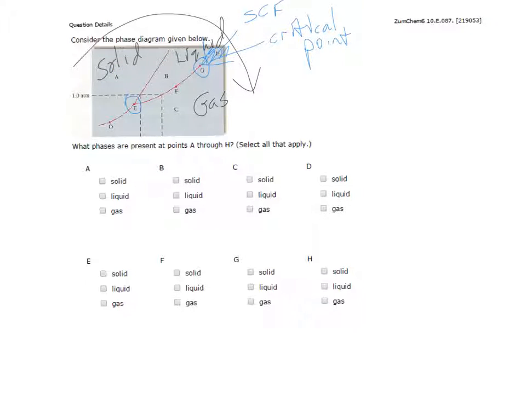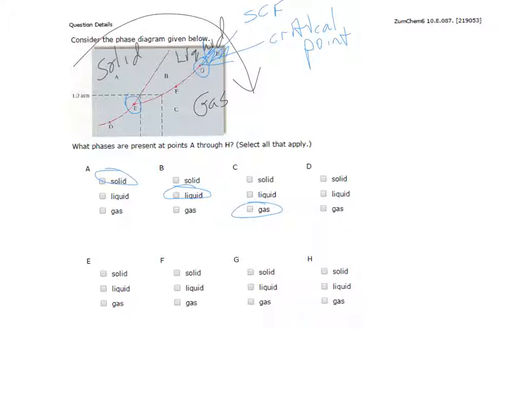At point A, we're squarely in the solid category, and that would be the only state found there. Point B is in the liquid area and would be the only state of matter seen there. Point C is right in the middle of the gas region, and that would be the only state of matter seen there. Here's where it gets a little more interesting.